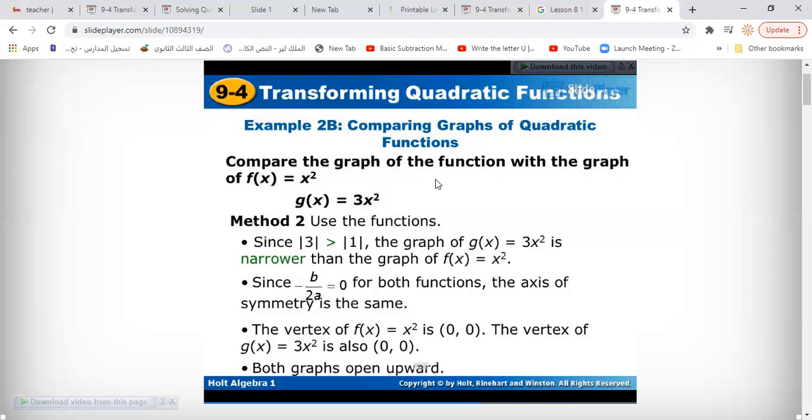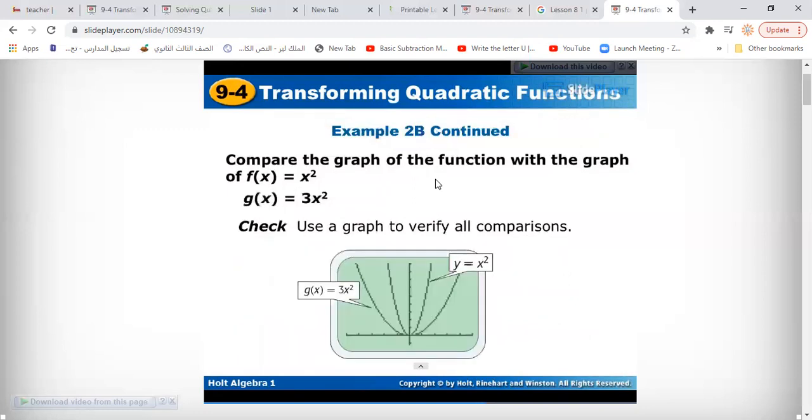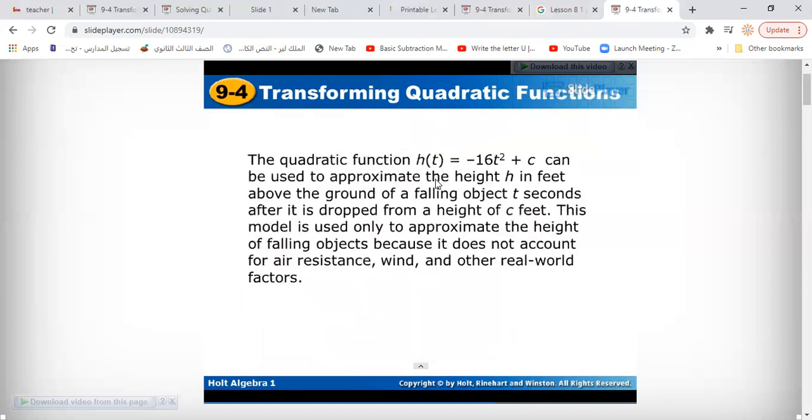Also we find the coefficient for the first one, x squared, was positive, and g of x was positive, so both of them are upward. Now we will use the graph to verify all the comparisons. We said that both of them have the same axis of symmetry, x equals 0, both open upward, and 3x squared is narrower than x squared.